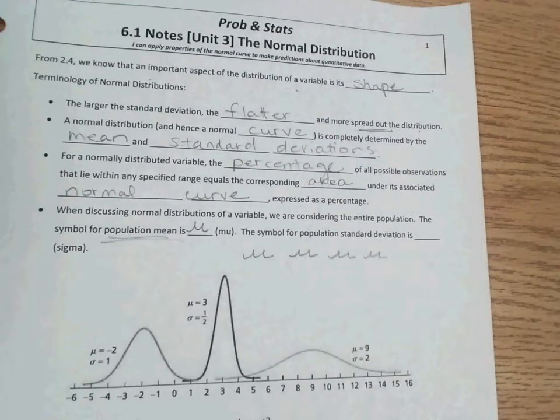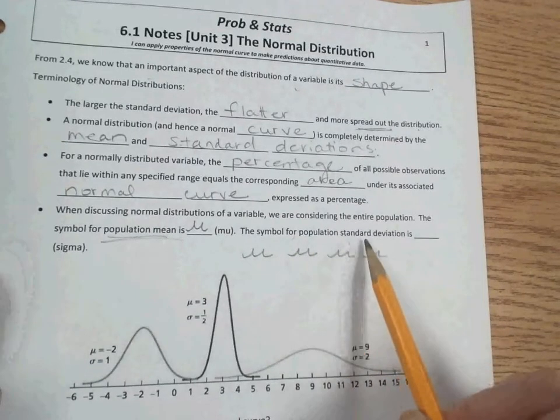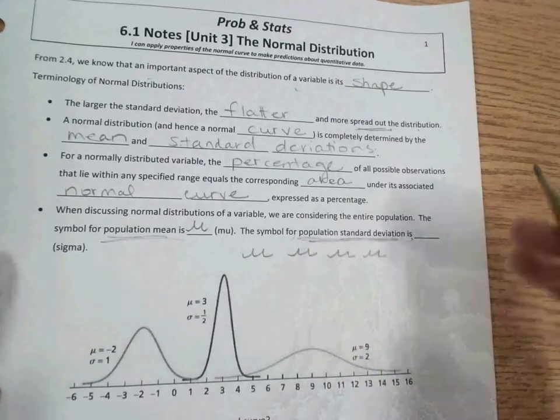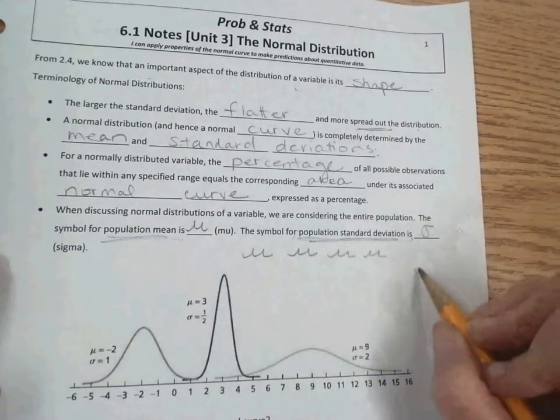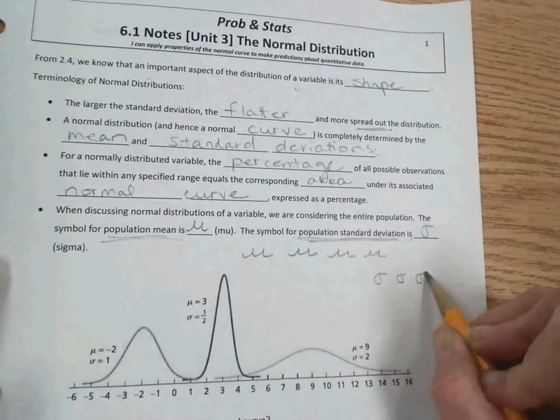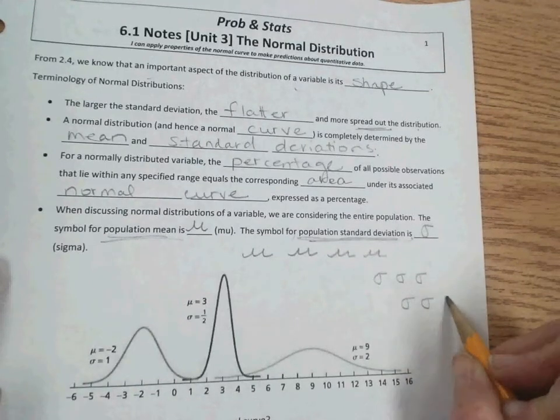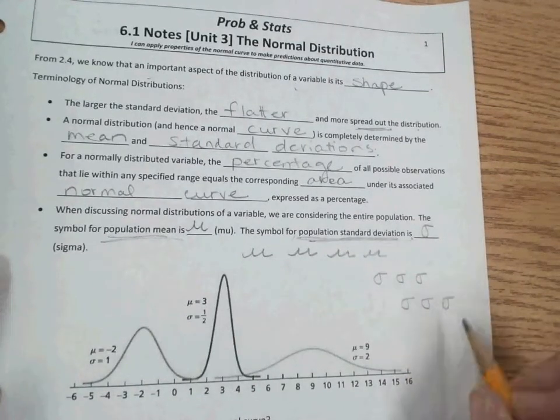We've talked about how when we try to find out information about a population, we often look at the sample, but this normal distribution is representing the entire population. So the symbol for population standard deviation is sigma. You can kind of see it starts up, goes down and around.